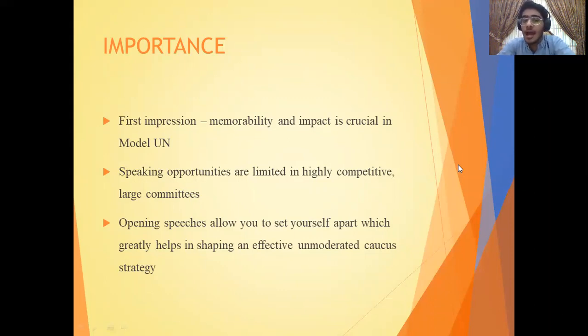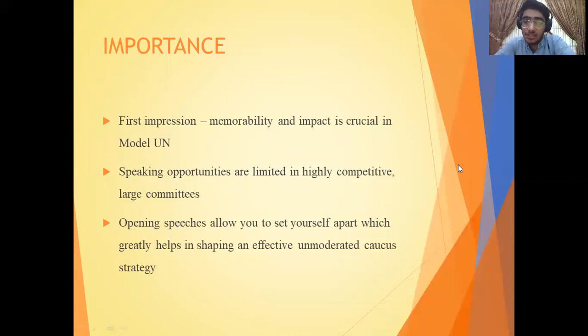Second thing to note here, and that is an extension of the first point, is that opening speeches become incredibly important, even more so than they usually are, in incredibly large or highly competitive committees. This is important because if you're in a highly competitive or incredibly large committee, chances are that your speaking opportunities are going to be very limited. So if you do get an opportunity in your opening speech or in the general speakers list speech on day one, you have to capitalize on that opportunity. You cannot let it go because speaking opportunities will be limited anyways.